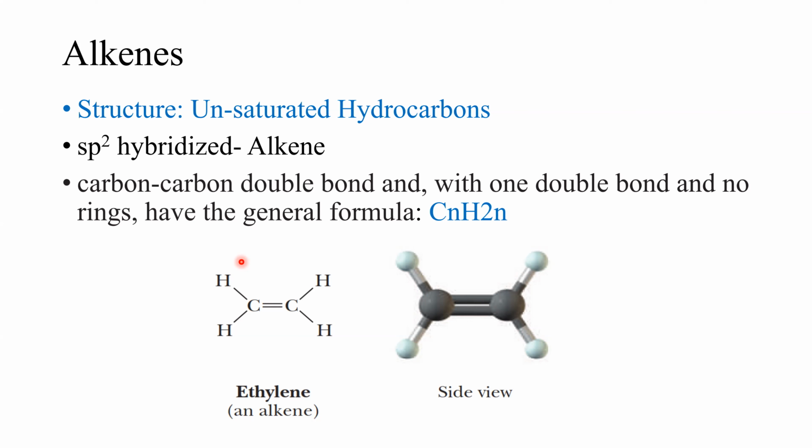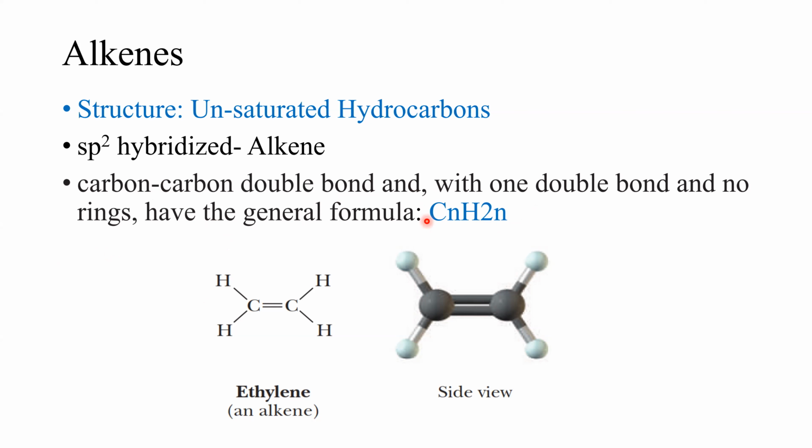So alkenes, as a structure, are unsaturated hydrocarbons. Their hybridization is sp2, because one s orbital and two p orbitals participate in the hybridization, and they come out with three sp2 hybridized orbitals. There is a carbon-carbon double bond, and if there is only one double bond and it is not in a ring structure, not a closed or cyclic structure, then the general formula for this class is CnH2n.